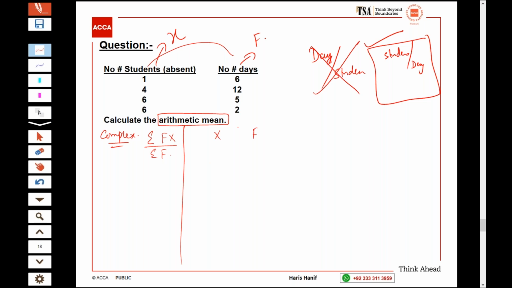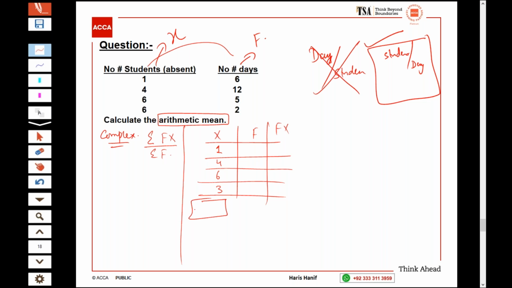X and F. And we will have to take Fx as well. X is 1, 4, 6, and 3. The total is summation of x. I don't need it. What is f? F is 6, 12, 5 and 2. The total would become summation of f, that is 25.